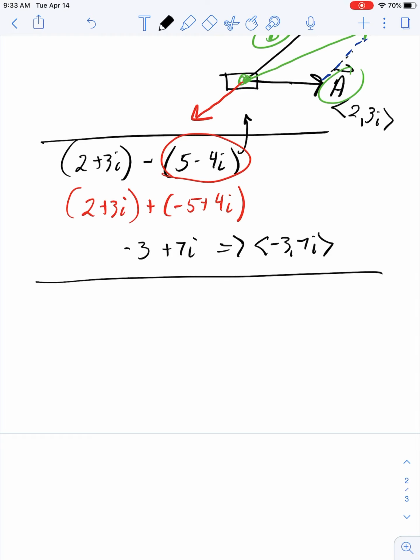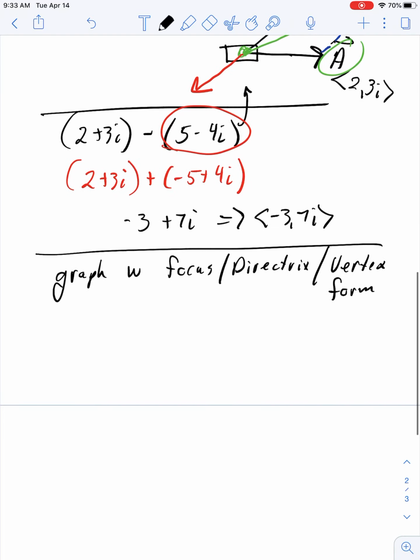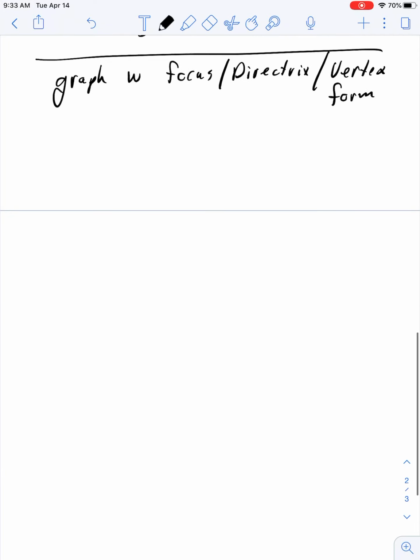Next part, graphing with focus, directrix, and vertex. And remember, that's vertex form in terms of putting the equation into a direct setup. All right, so let's do an example here. If I have, let's say, the focus of 4, 0, and a directrix of y equals -6.